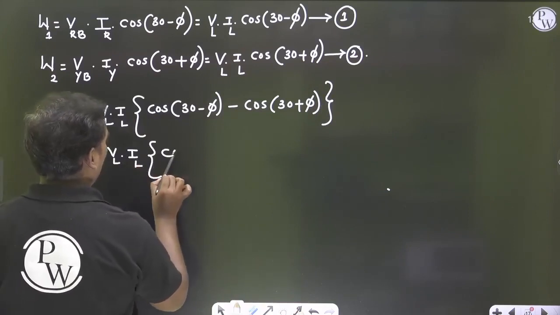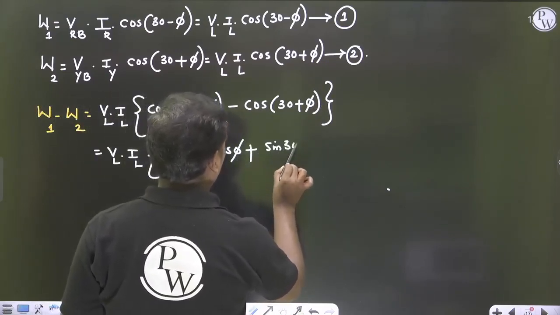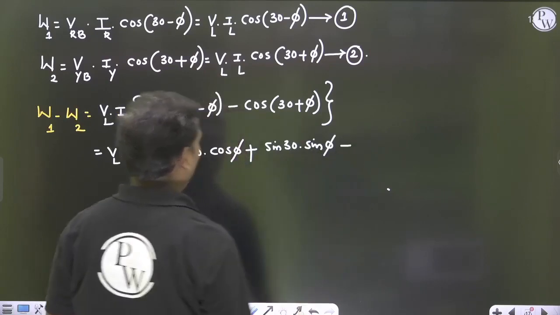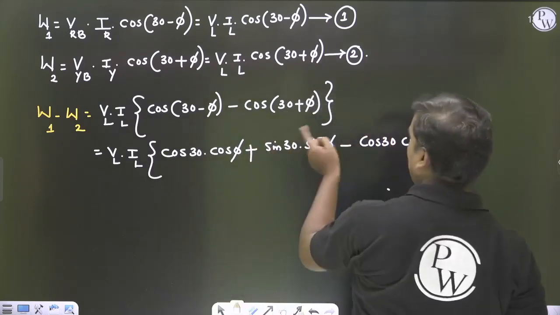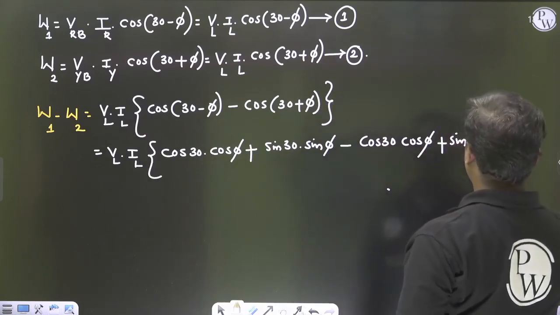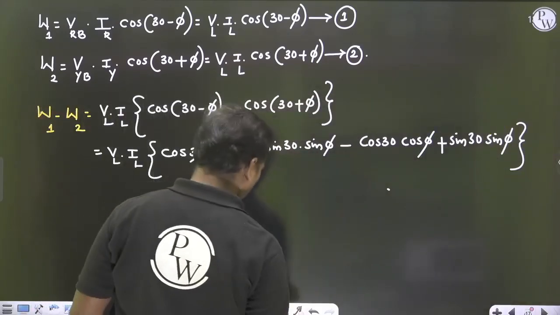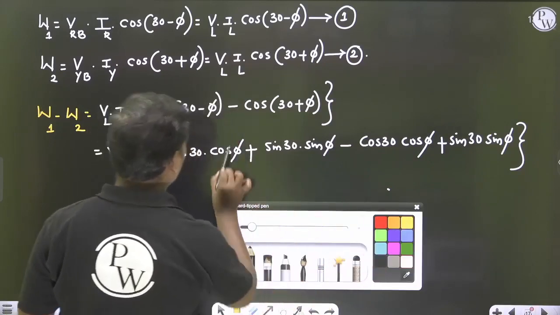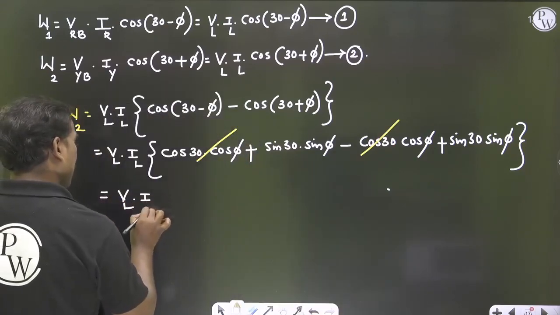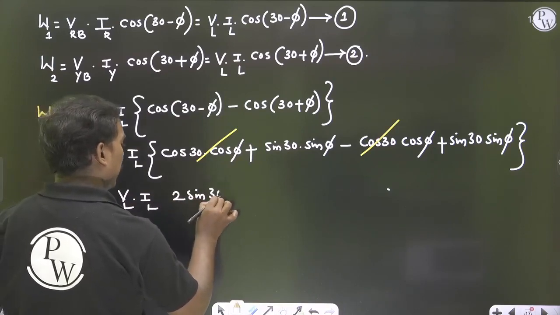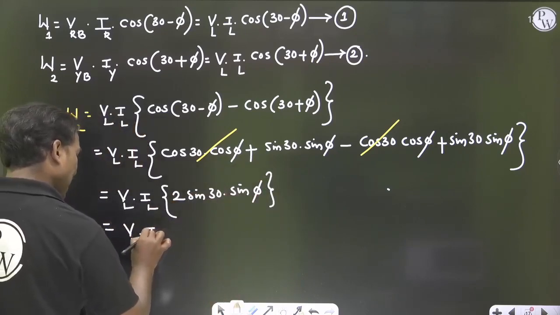VL IL, cos A cos B plus sin A sin B, minus cos A cos B, with minus into minus, plus sin A sin B. Okay, some terms get cancelled, these two terms get cancelled, and I am going to get VL IL 2 sin 30 sin phi. Sin 30 is 1 by 2, so I am going to get VL IL sin phi.